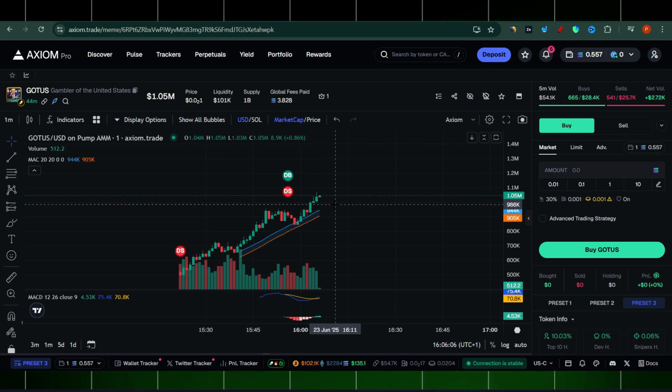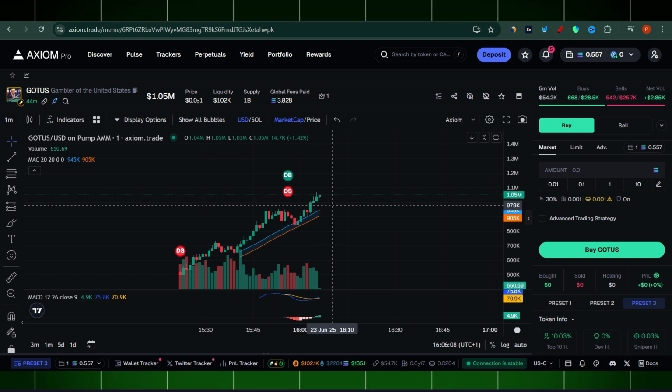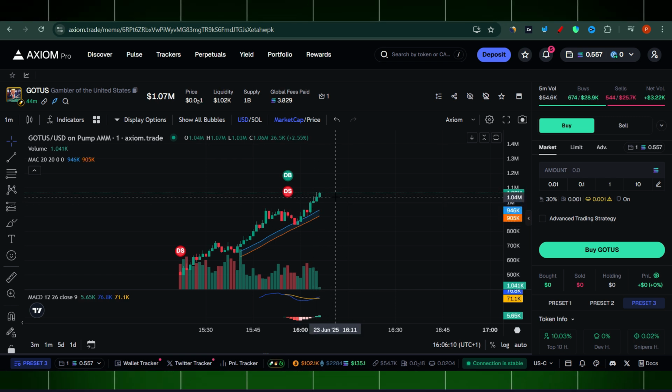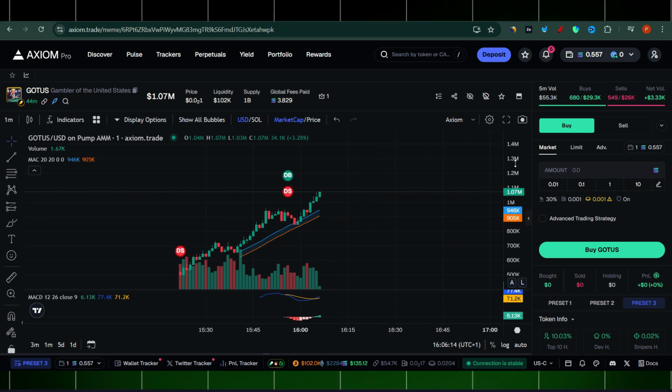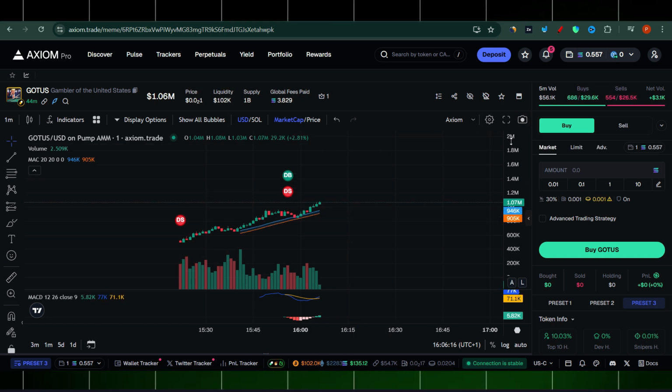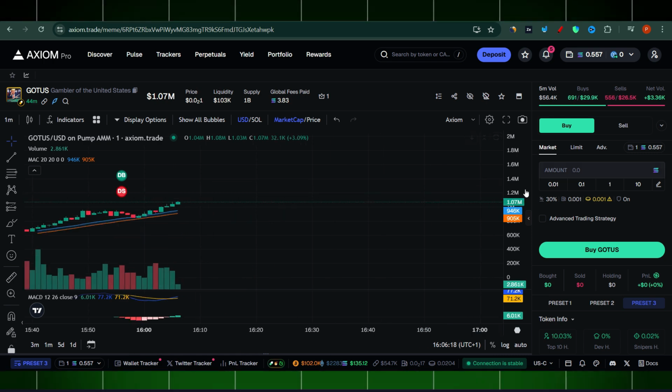But the thing is, I didn't. Okay, I'll be waiting a little bit for the pullback, and then I might decide to jump inside that coin. But who knows? By this time, this coin might already have like 2 million or even more. Like you never know with those coins.